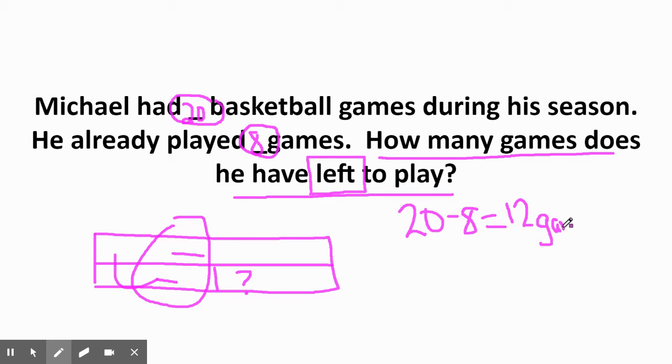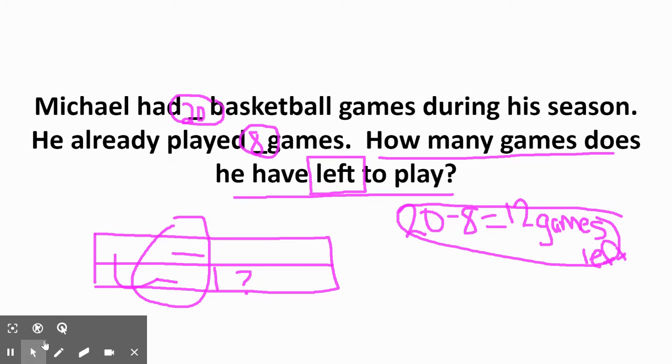So before you get numbers and start adding, think about what's going on. Get a little movie going on in your head. And then if I were doing this problem, remember I'm going to write 12 games left, and I'm going to circle my answer so we can find it. Okay? All right, let's go to the next one.